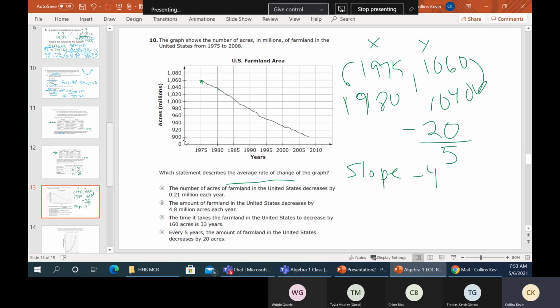Okay. This one says decreases 160 acres over 33 years. So 33 years would be the whole thing, right? So we went from 1060 and decreased by 160 acres, so 1060 down to 920. So no, that doesn't quite work. And this says for every 5 years, the amount of farmland in the United States decreases by 20 acres. Okay, so it's actually 20 million acres. So they're kind of messing with us there too. So I'm thinking this is probably our answer. But again, you just have to logic these things out.